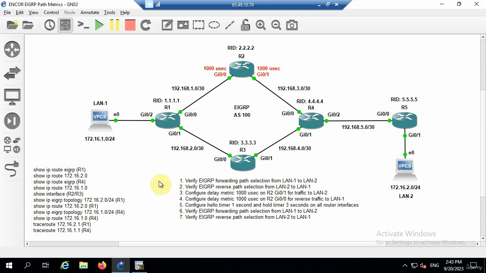This lab is EIGRP path metrics. What I want to do in this lab is show you how to change path metrics with EIGRP so you can actually select one path between source and destination over another.